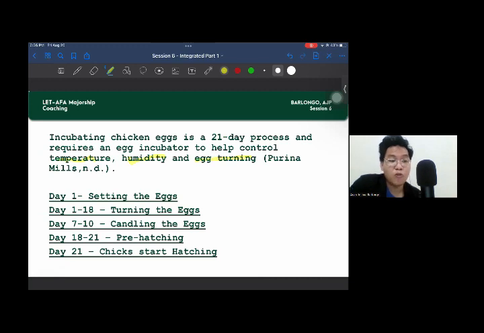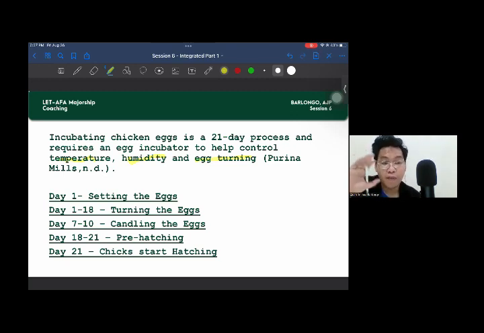So we need to understand, if nakakita na kayo, 'di ba yung itlog nasa nest ng isang chicken siguro. Tapos 'di ba pumapatong yung hen doon sa itlog na yon. That is to control temperature, humidity. Ayun.